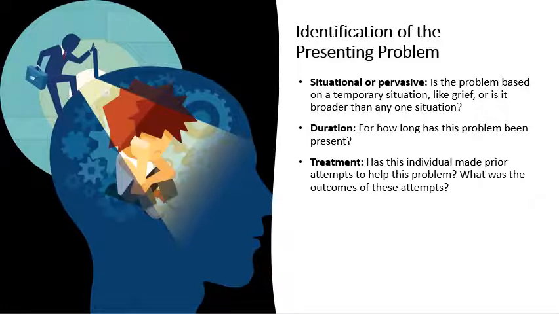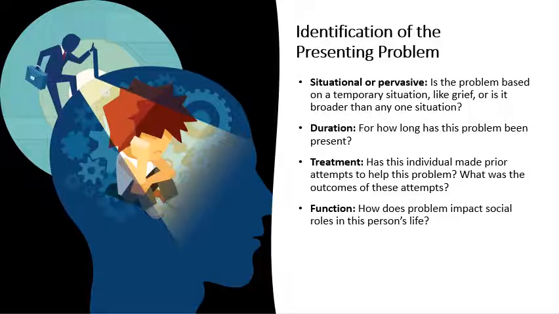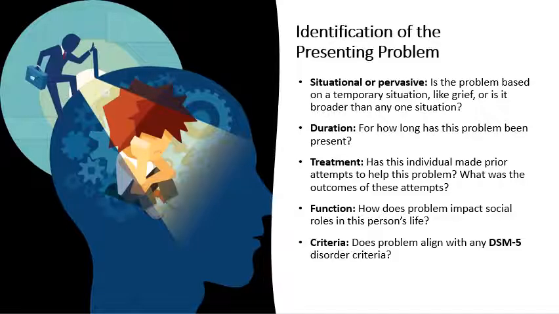Has this happened in the past? Has this individual made prior attempts to help this problem? What was the outcome of those attempts? How is this person functioning? Is this problem impacting social roles in this person's life? And does this problem align with any DSM-5 disorder criteria? So that's what we're really trying to do as we identify the presenting problem.